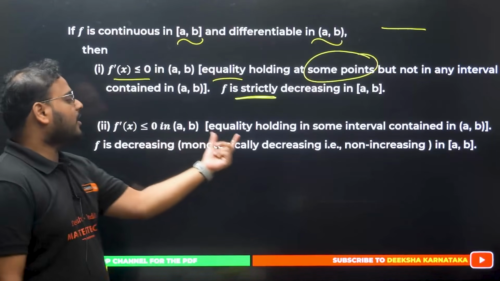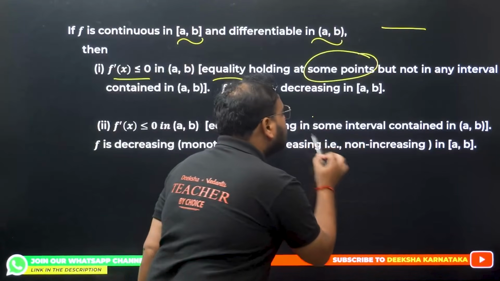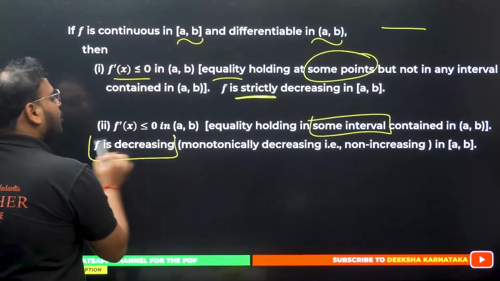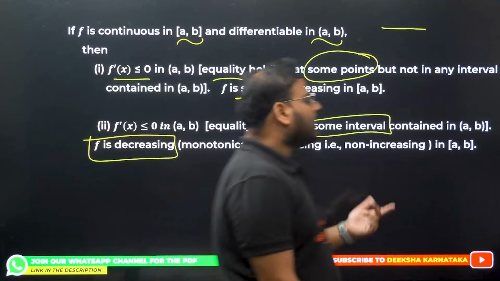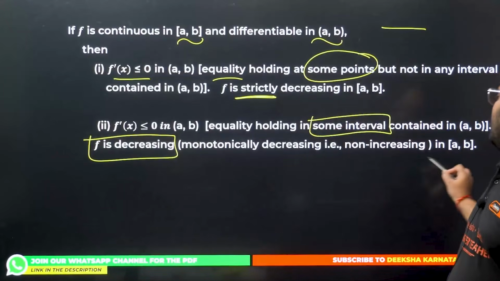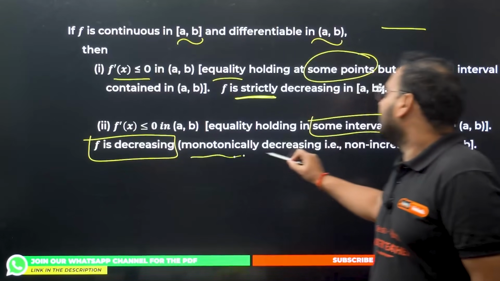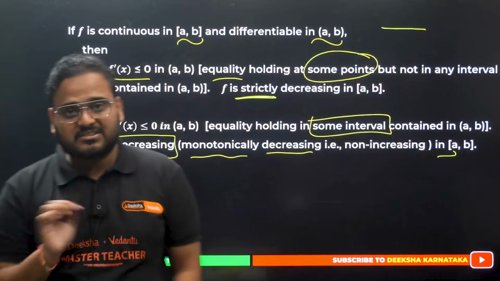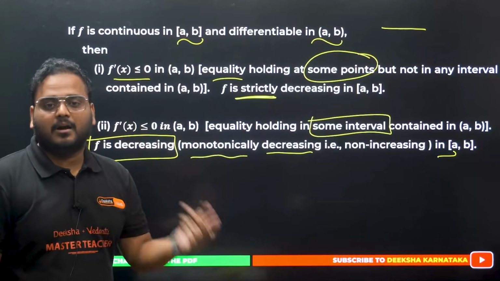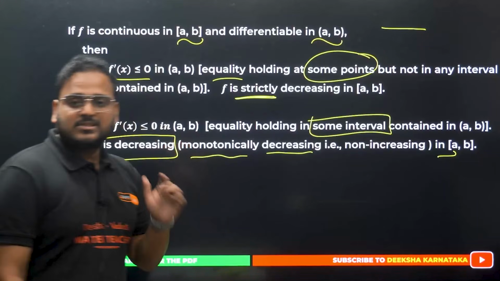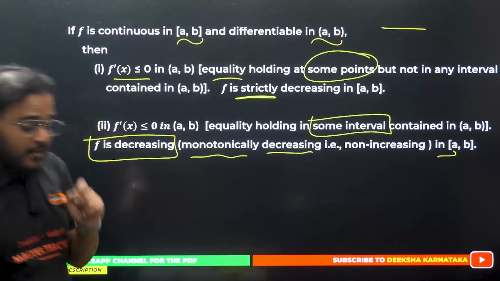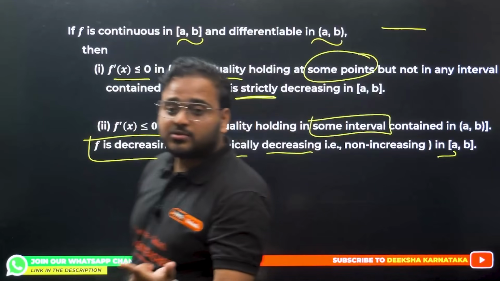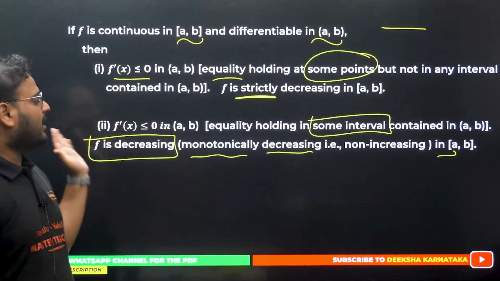Please check for equality holding in some interval. Then it will be a simply decreasing function, or monotonically decreasing function, non-increasing in the interval AB. Very important: monotonically decreasing, that is non-increasing in nature, not strictly monotonically decreasing. Okay, this is clear. These 2 points will be very helpful to you while solving MCQs, whether for boards or for CET, because you will not have much given.